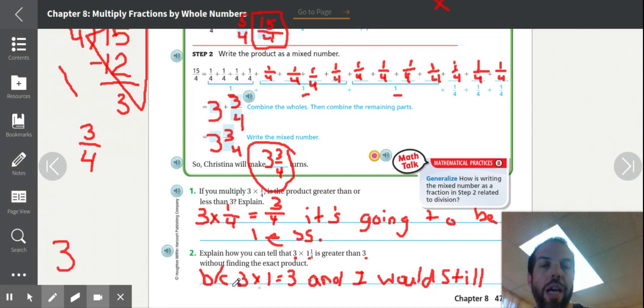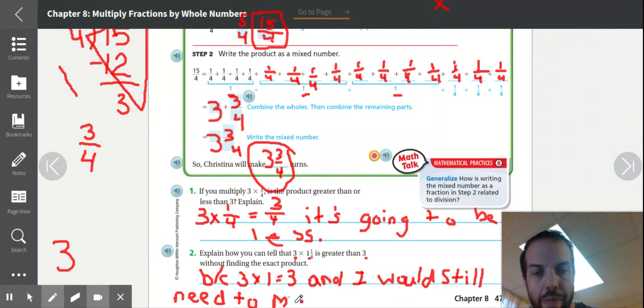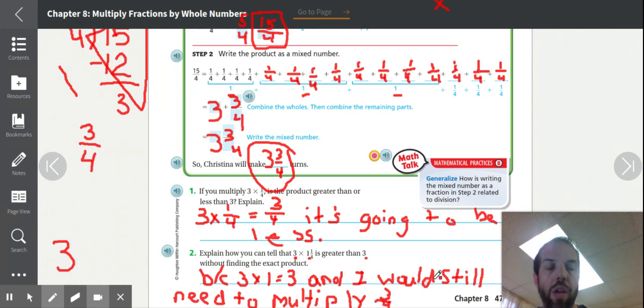All right, so because 3 times 1 is 3, and I would still need to multiply 3/4. Ooh, running out of room. All right, period. So I know that it's going to be more than 3 because 3 times 1, those whole numbers are already 3, and I would still have to multiply 3/4. That's how I know it's going to be more than 3 wholes. Okay, so again, guys, make sure this page is filled in for page 475.